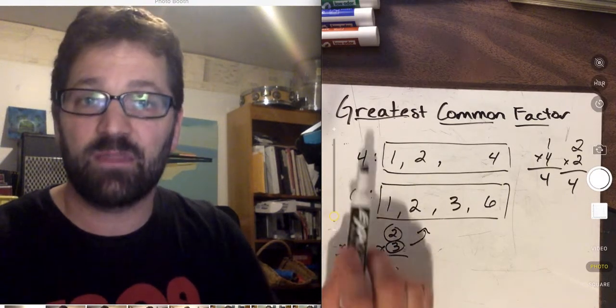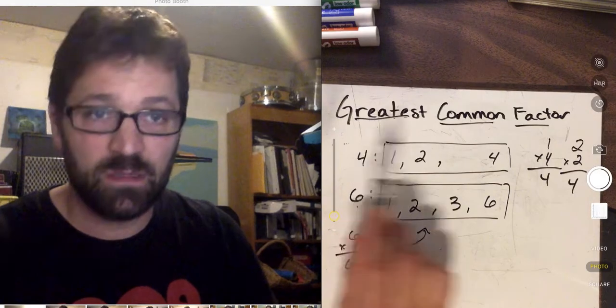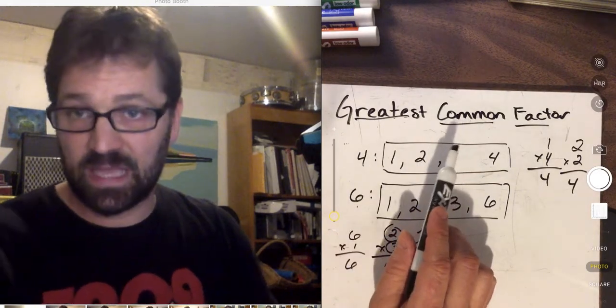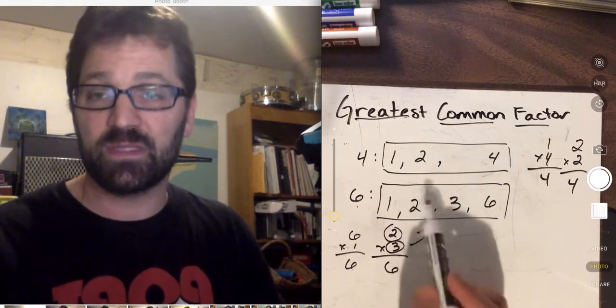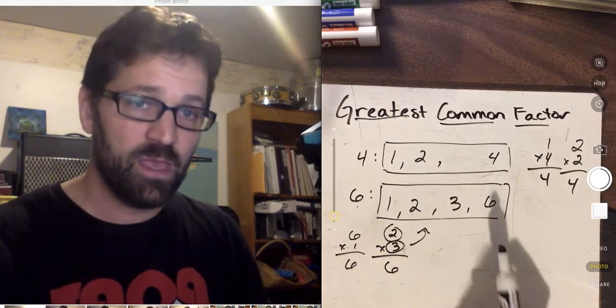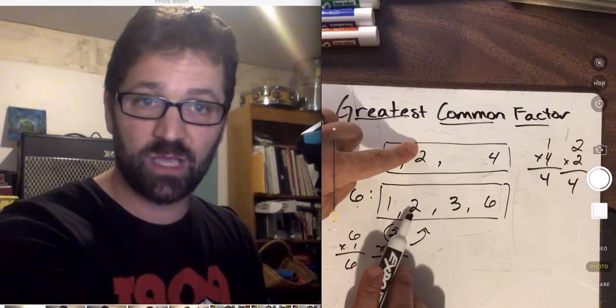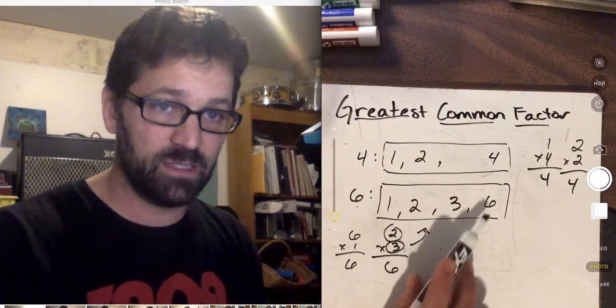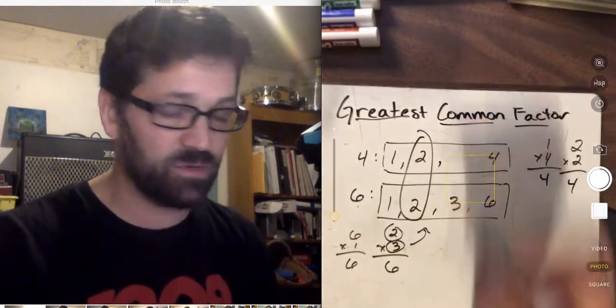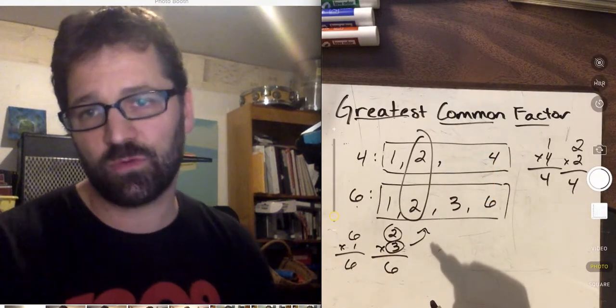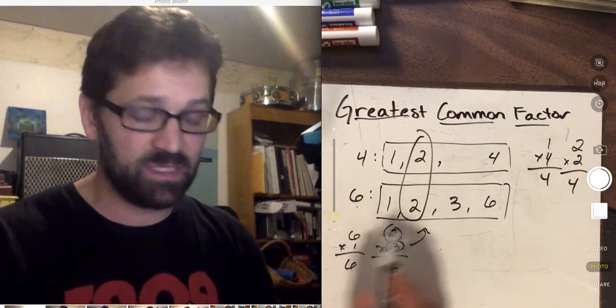So now we need to find the greatest, biggest factor that they have in common for both of these numbers, greatest common factor, okay? So in this example, 1's a common factor, 2's a common factor, 3 is not, 6 is not. So my common factor is 2. All right, so the greatest common factor for the numbers 4 and 6 is 2.